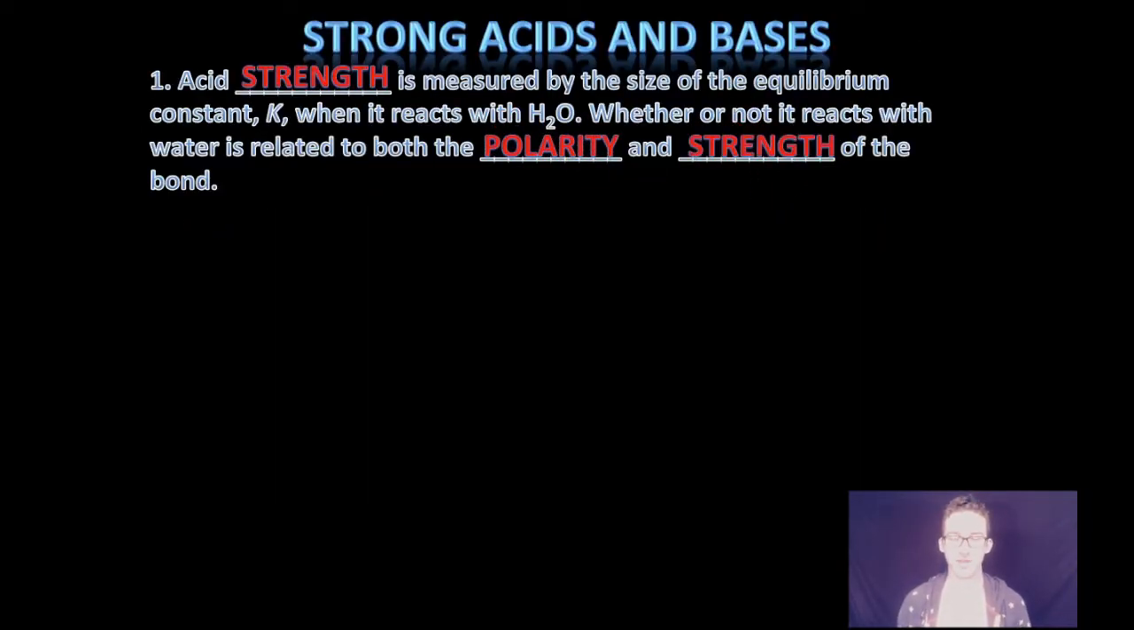Okay, so when we are talking about the strength of acids or bases, it's a measure of essentially the size of the equilibrium constant K when it reacts with water. And whether or not it reacts comes down to really two things. What is the polarity and the strength of the bond that we're talking about?